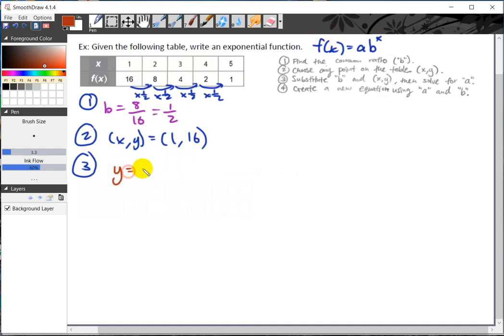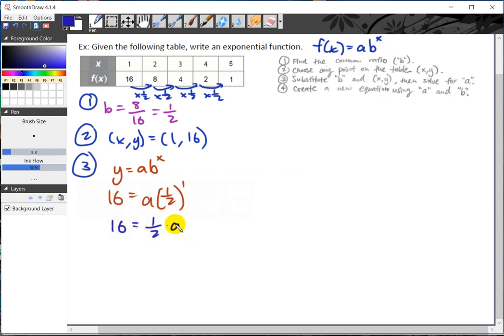So y equals a times b raised to the power of x. Y in this case is 16, so I'm just going to place 16 here. A is our unknown. We don't know what that is. B is 1/2, and then x is 1, so raising this to the power of 1. Well, 1/2 raised to the power of 1 is just 1/2. So this is 16 equals 1/2 times a.